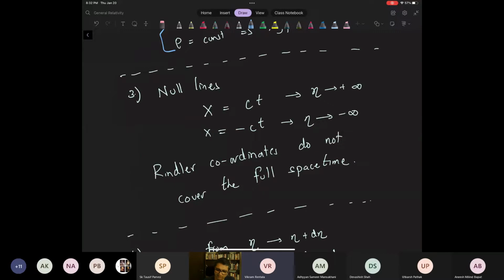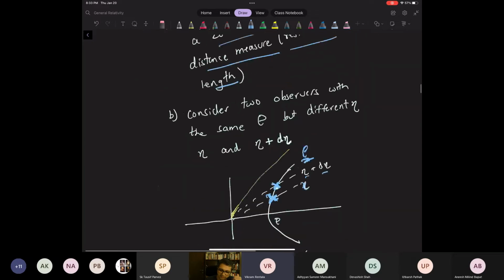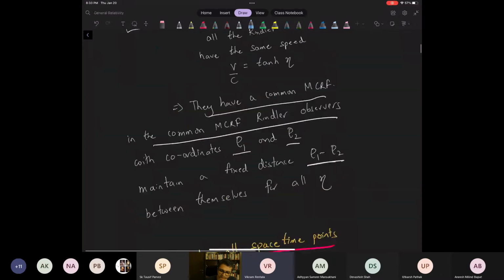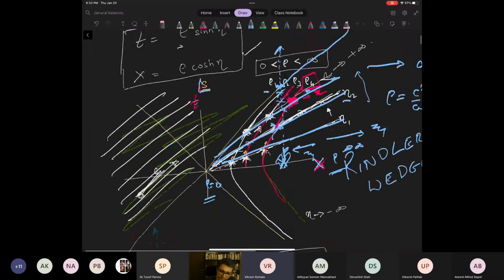Okay, so let me just say one last thing and then we'll stop. These null lines, that is x is equal to ct and x is equal to minus ct, which are the asymptotes, you can think of reaching them as eta goes to plus infinity or minus infinity. Once eta goes to plus infinity or minus infinity, you've reached basically the end of your Rindler coordinates.